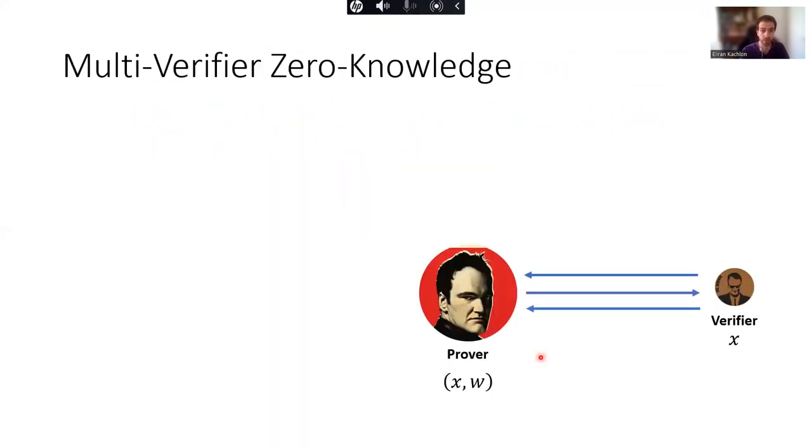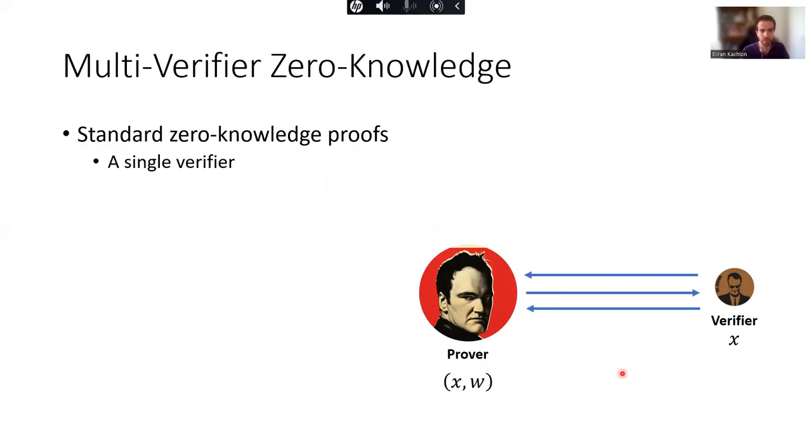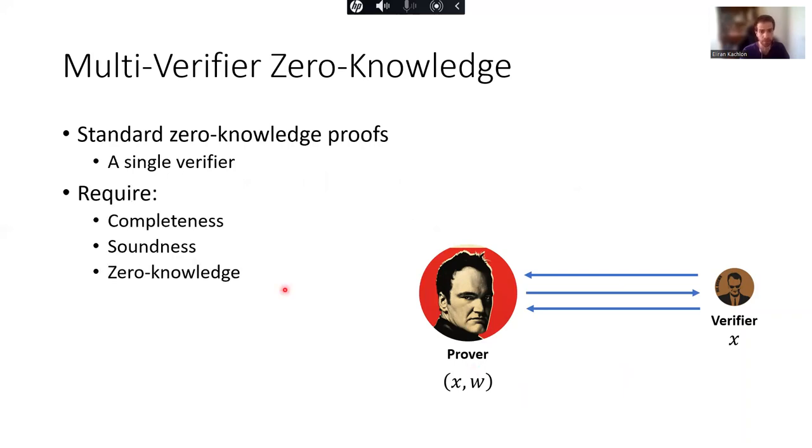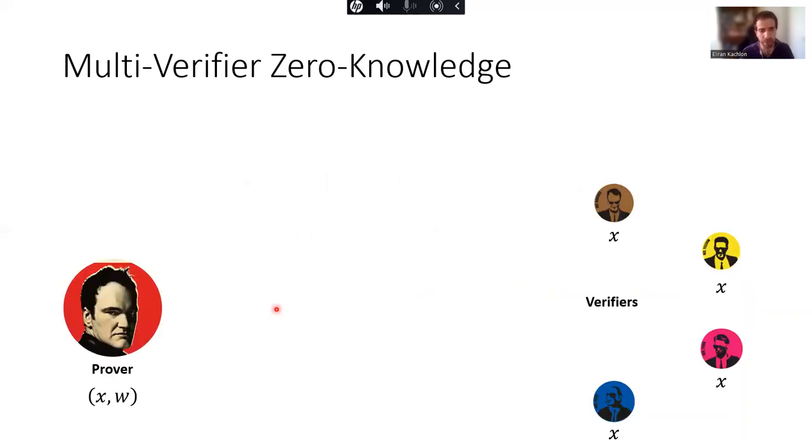In standard zero-knowledge, we have one prover and one verifier, and the prover wants to prove that the statement X is true without revealing any information about the secret witness W. And we require the standard completeness, soundness, and zero knowledge properties. However, in this work, we are interested in zero knowledge proofs where there is one prover and many verifiers.